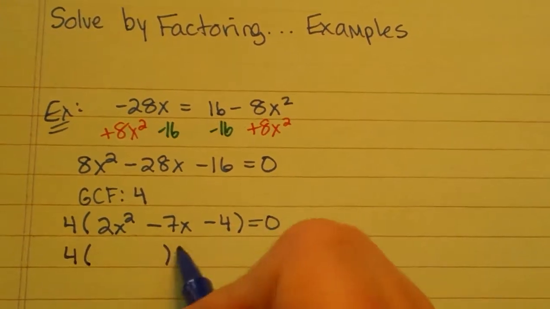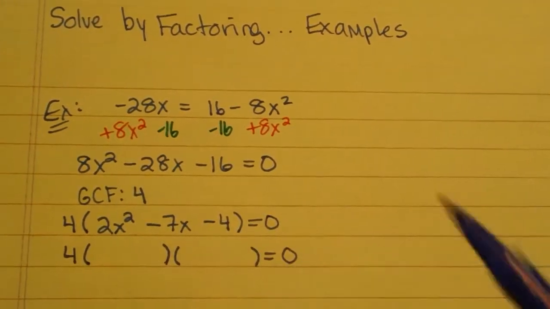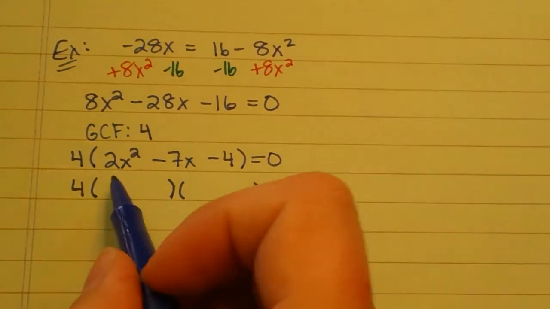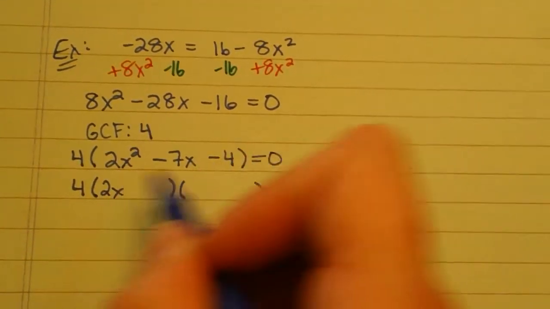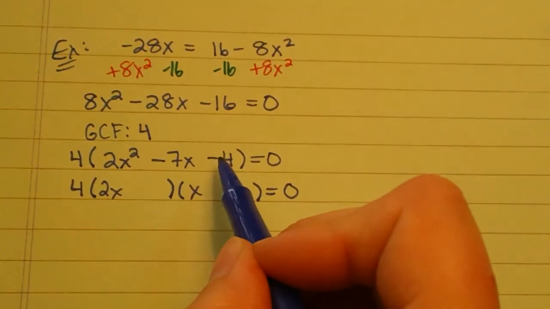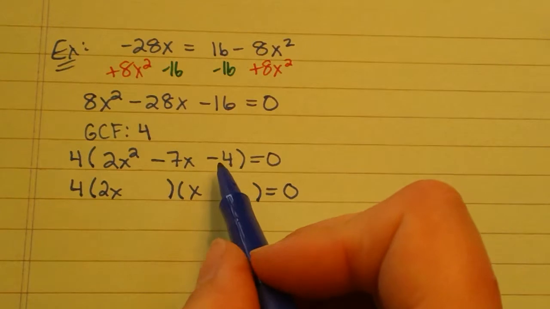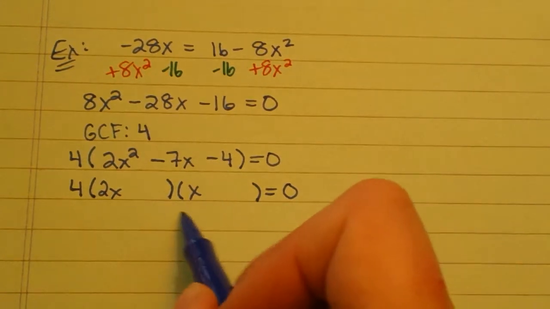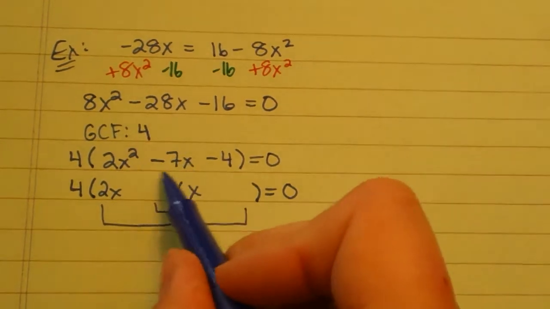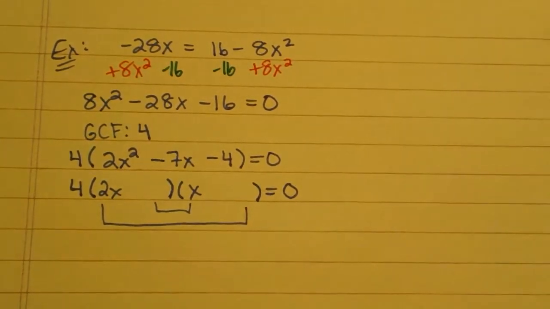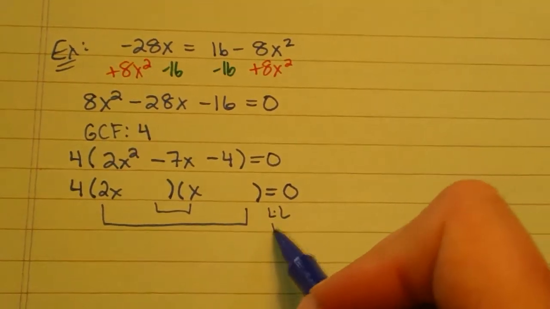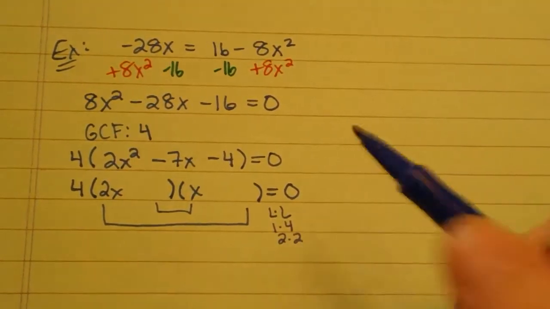Let's see. It's a trinomial, so I'm going to use guess and check. I know the leading term is 2x squared, so first times first has to be 2x and x. The negative at the end tells me that my signs are going to be opposite, and I'm looking for the outside terms and the inside terms to give me a difference of negative 7x. So my possibilities for the last times last would be 1 times 4 or 2 times 2.